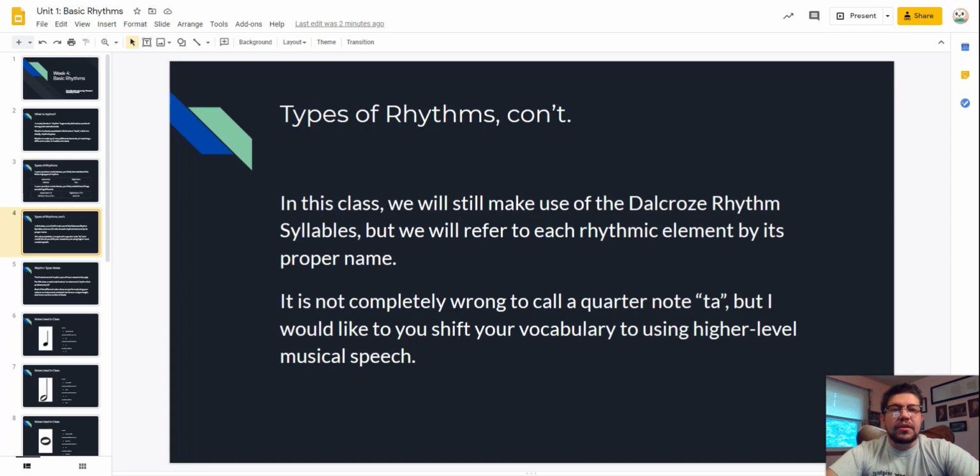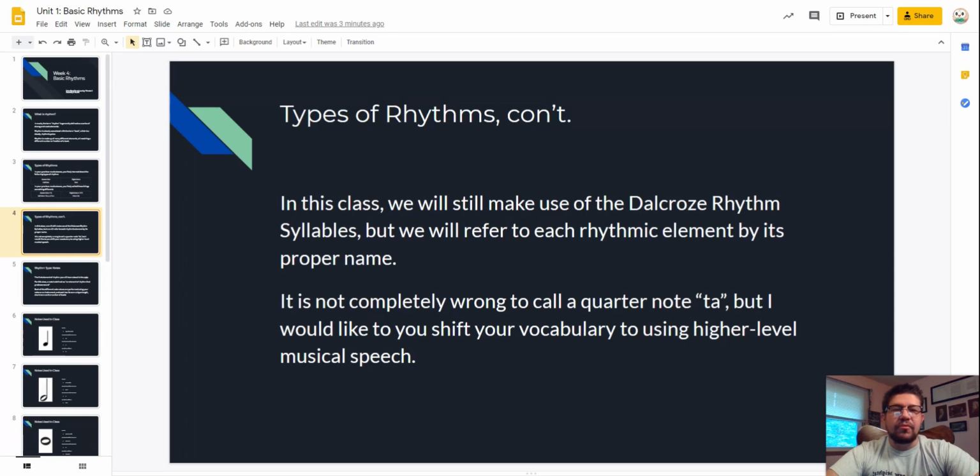In this class, we are still going to make use of those Dalcroze rhythm syllables. That's what those syllables are called. Ta, TT, things like that are called Dalcroze rhythm syllables. But we also want to make sure that we are referring to each element by its proper name. We want to call them what they really are so we can begin having intelligent musical conversations as the growing young musicians that you are.